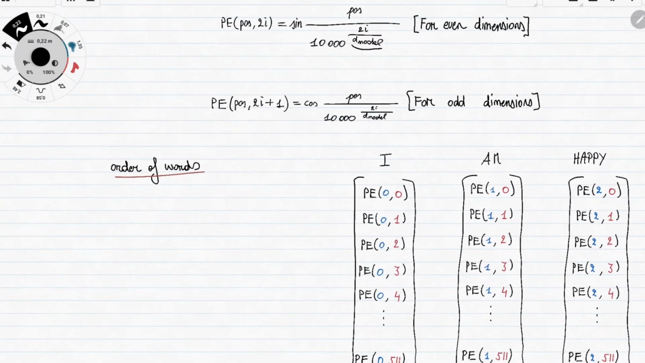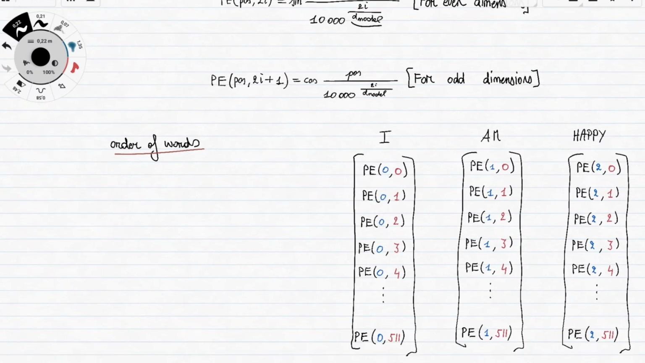Then pos is the position. For the first word "I", it is 0. For the second word "am", it is 1. And for the third word "happy", it is 2.